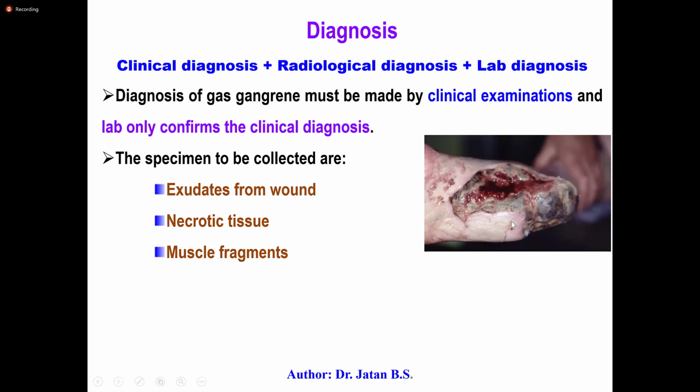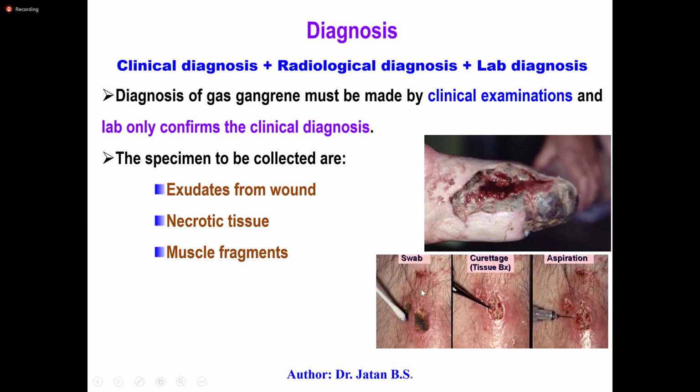Okay, so you can see this is the exudate. You can see some kind of exudate present, serosanguinous exudate. Even this exudate might have plenty of bacteria. You can even collect the necrotic tissue. Even you may collect the muscle fragment also. Exudate, necrotic tissue, muscle fragment can be collected. You may even, very rarely, collect the swab also.